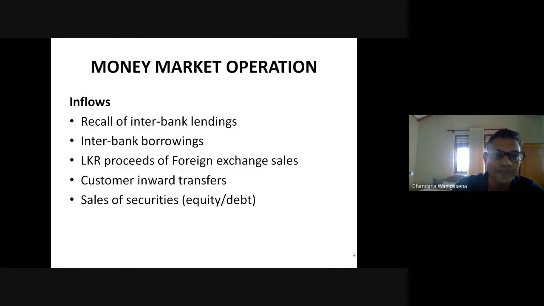Customer inward transfers: our customers transfer funds from another account to our bank account, so in that scenario also we get money. Sale of securities could be equity. We have our investment portfolio, maybe we have invested in shares in the stock market. We can sell them and we also get money back. Maybe debentures, we can sell those debentures, and then also we get cash into our banking system.